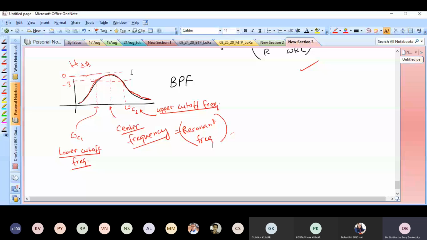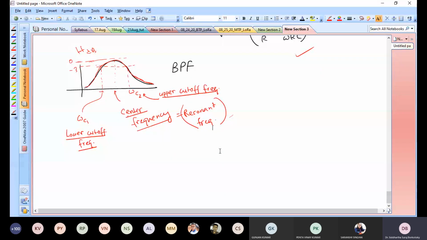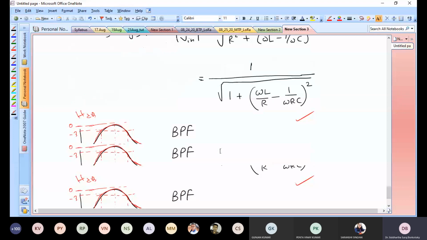And then there are ways to find out expressions for what omega C1 is and what omega C2 is. I am not going to go into these things unless we need it for some future class, because I don't want to overload you with these things. But this is your band pass filter, okay?